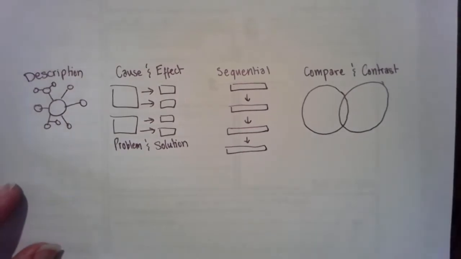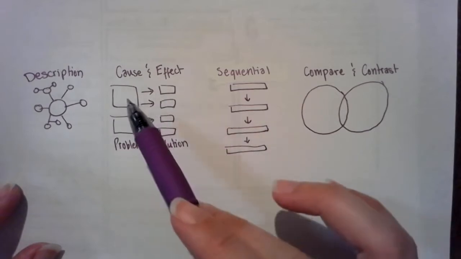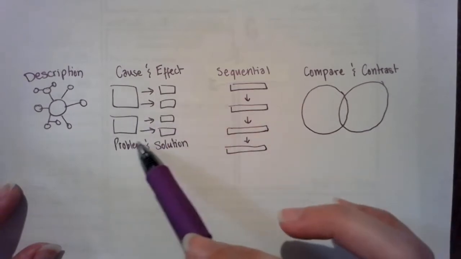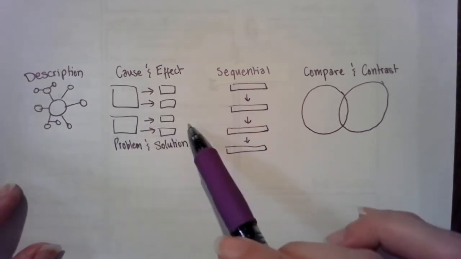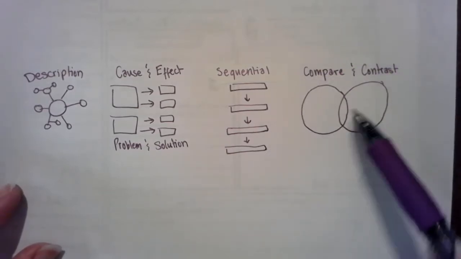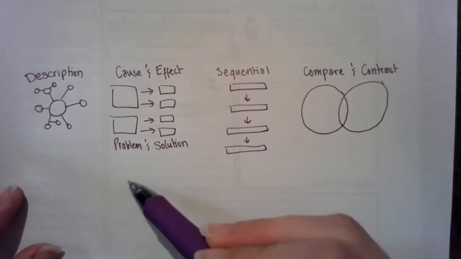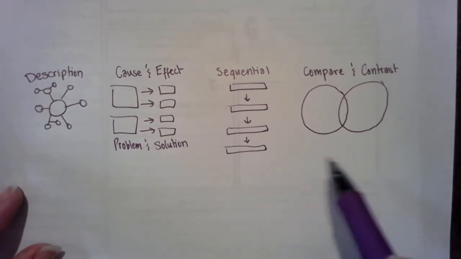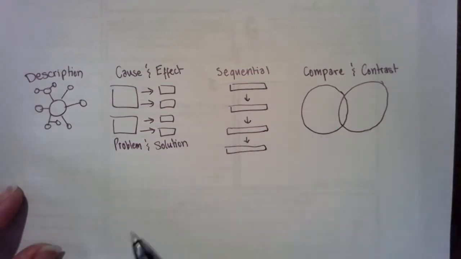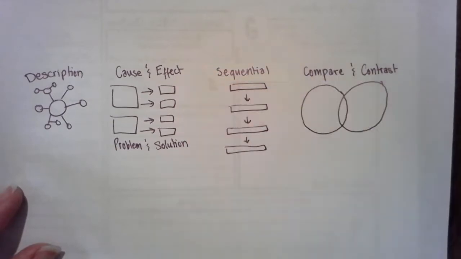For description, you have those webs where you're planning it out. Cause and effect, you have the cause going into the effects. It's the same for problem and solution. They talk about a problem, then they talk about solutions. Sequential means they go in order, and compare and contrast means they're comparing and contrasting two things. They're pretty self-explanatory. Remember that you have notes with keywords that should tell you about any of these. The only ones that I think will be confusing for you are these two, because they're so similar in the way that they're set up.